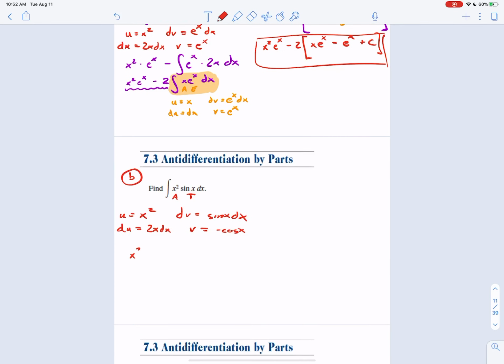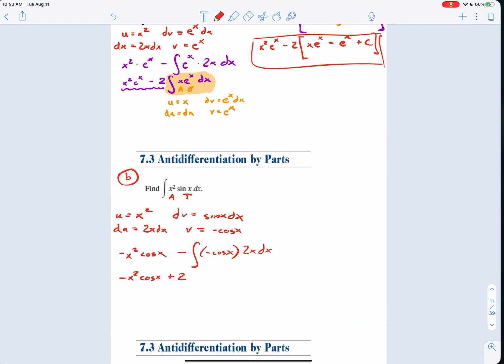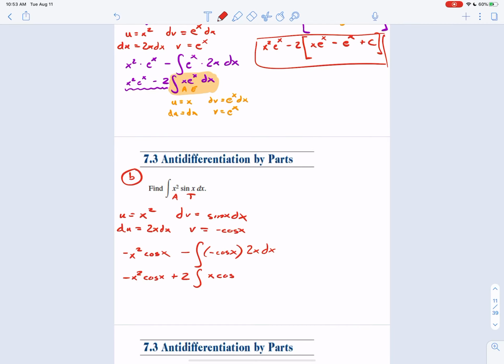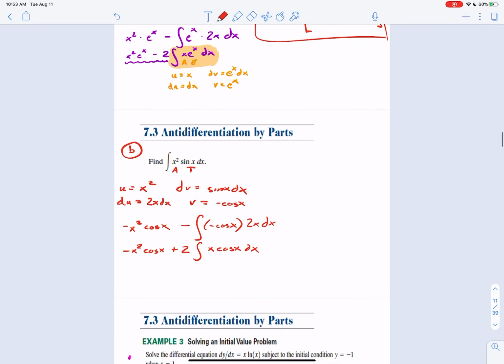So u v minus the integral of v du. Definitely not easier, but let me clean this up a bit. I'll have a positive 2 if I take out that negative and that 2 outside the integral. x cosine x dx. So if I run it twice, u here should be x because it's algebraic and it appears first before something trigonometric. dv will be cosine x dx. du will be dx. v will be sine x.